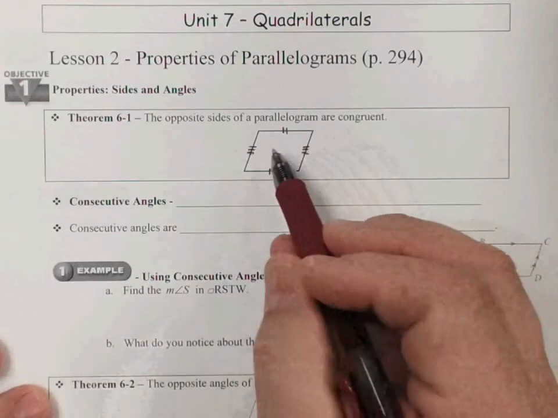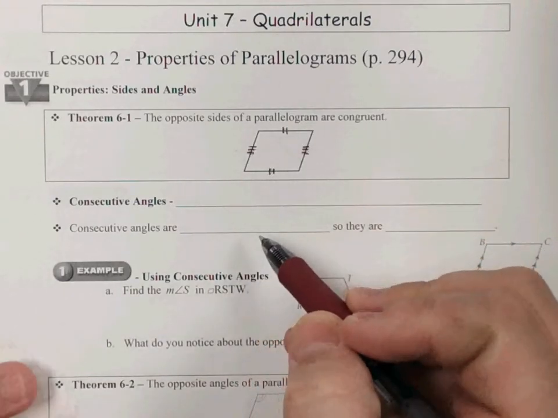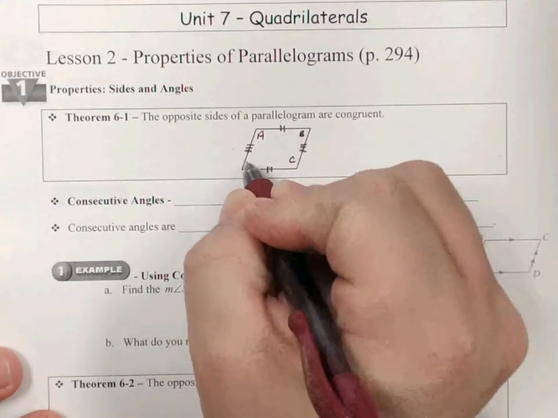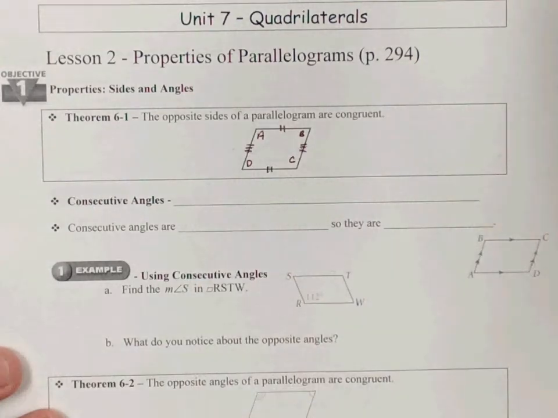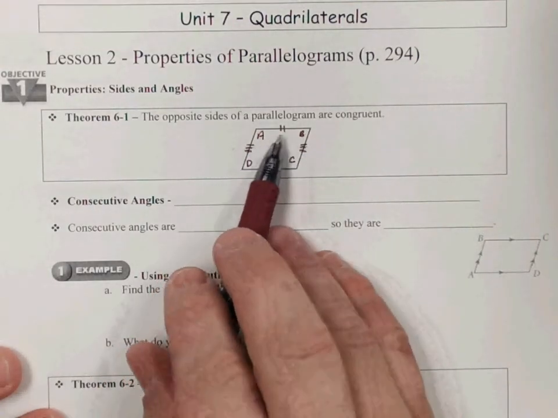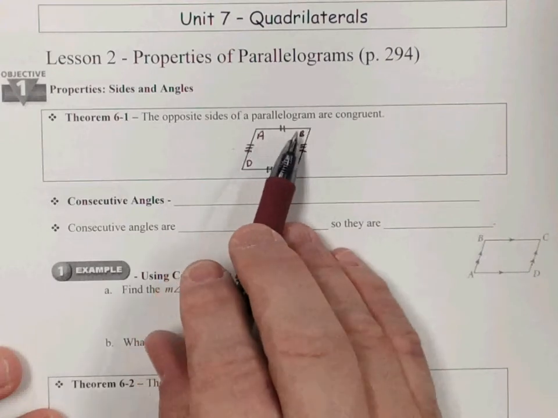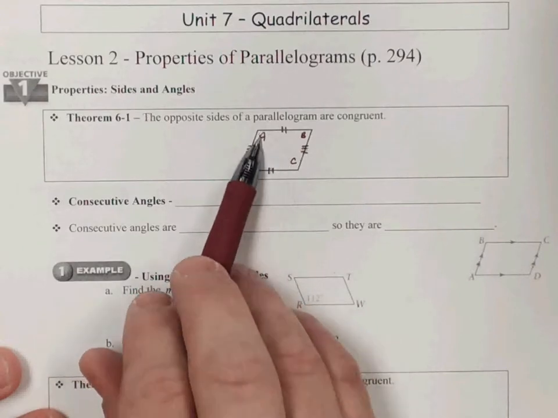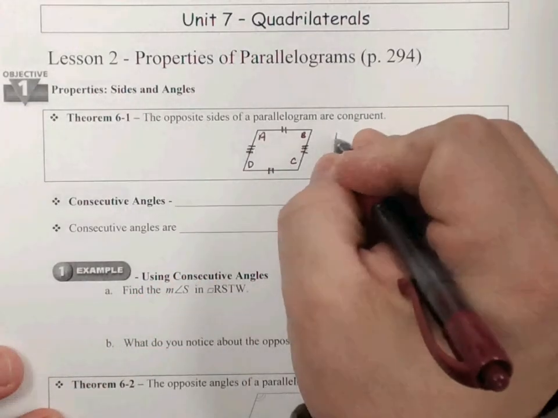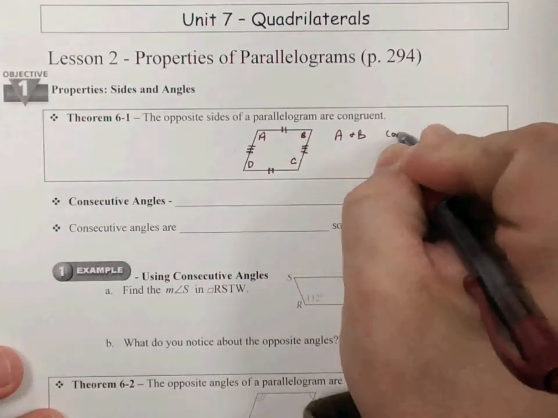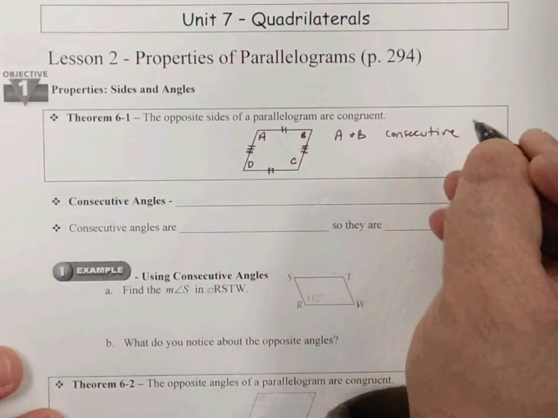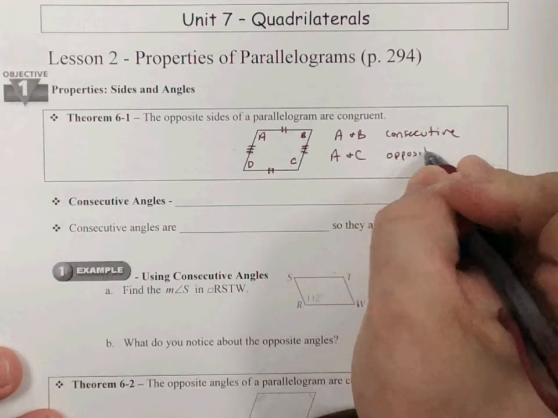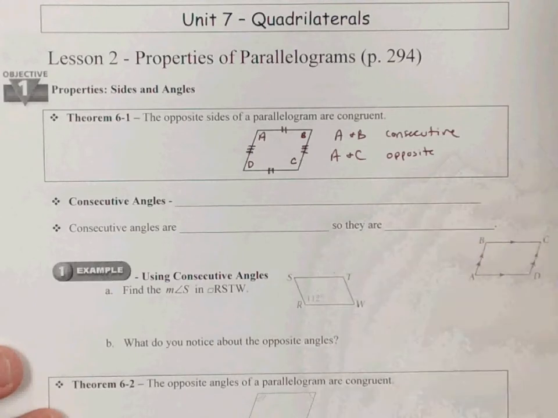While we're talking about sides, we should also talk about the angles. So if I were to label this A, B, C, and D, we will see that A and B are what we call consecutive angles. A and C would be opposite. So A and B, consecutive. A and C, opposite angles.